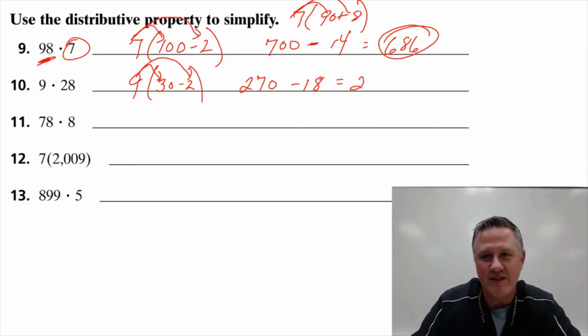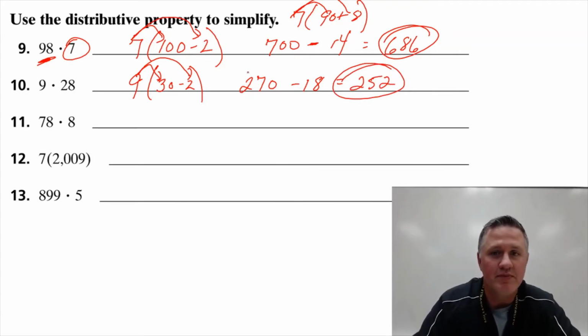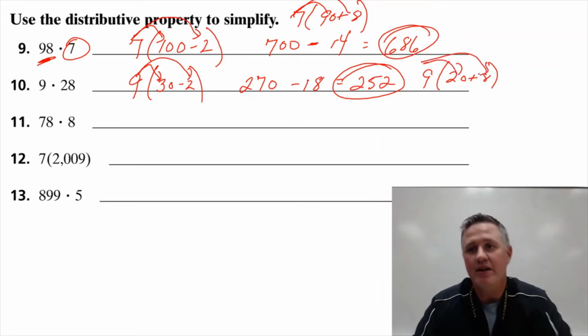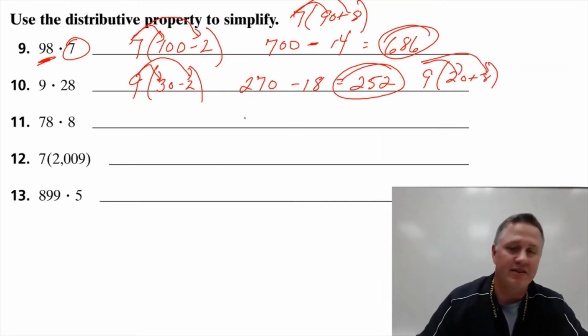270 minus 18 is 252. You could also do this problem as doing 9 times 20 plus 8. Some people prefer to do that. And you get 180 plus 72, which is going to give you the same exact answer.